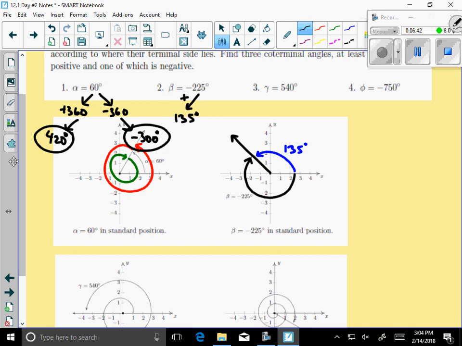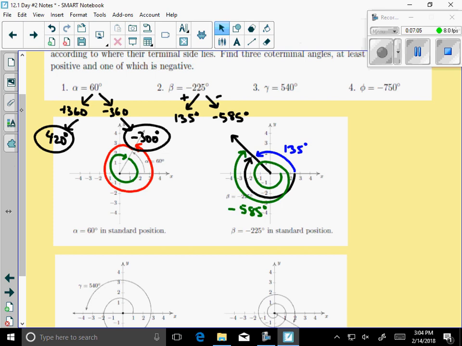I'm also going to subtract 360, which would give me negative 585. Let's see what negative 585 would look like up here. Okay, so I'm going to start here. I'm going to rotate. I've rotated negative 225. I'm going to rotate another 360, and that would be negative 585 degrees.